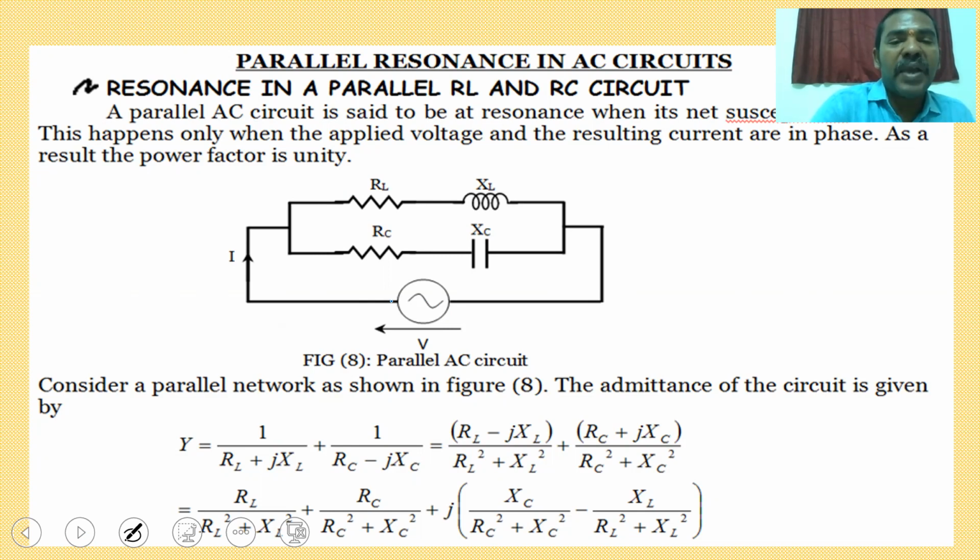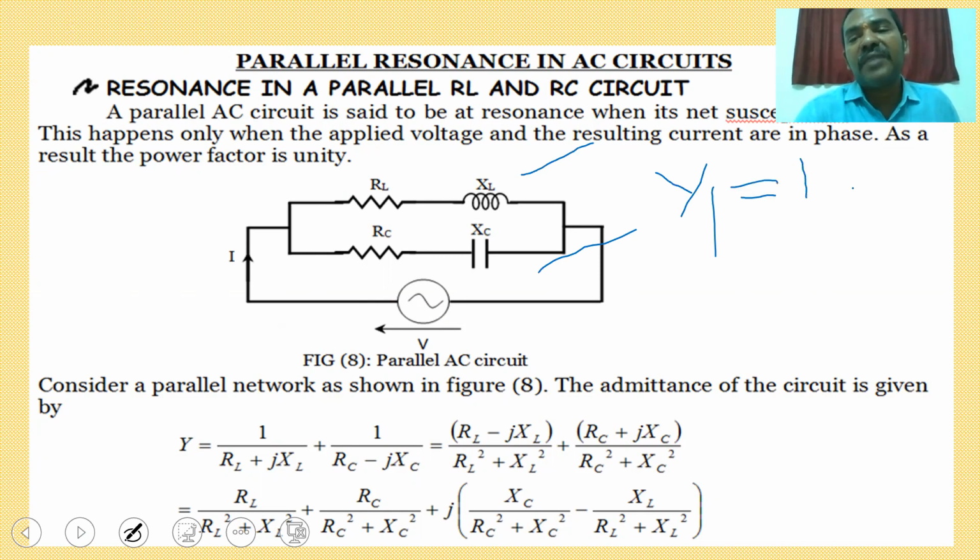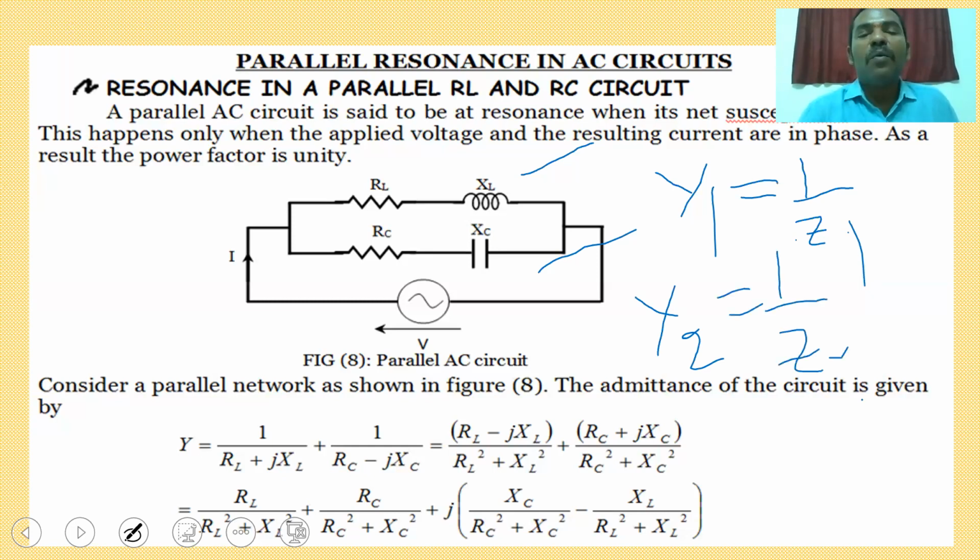So RL plus jXL is the first branch impedance, and RC minus jXC is the second branch impedance. Are you understanding? In the parallel case, you always have to go for the admittance calculations. First you have to calculate the first branch admittance, that is Y1 is equal to 1 by Z1, so 1 by RL plus jXL, and Y2 is equal to 1 by Z2, that is equal to 1 by RC minus jXC.